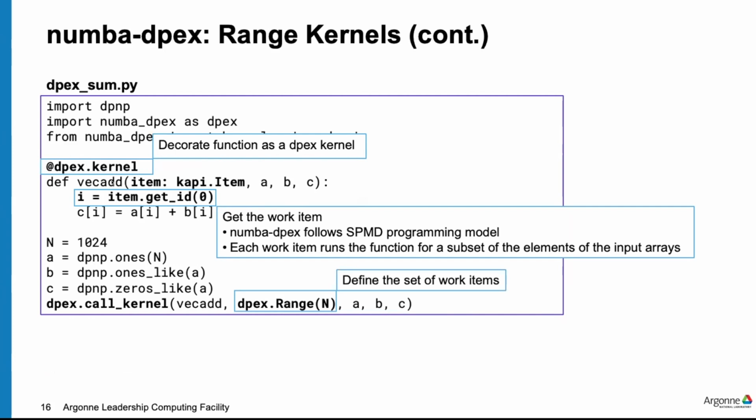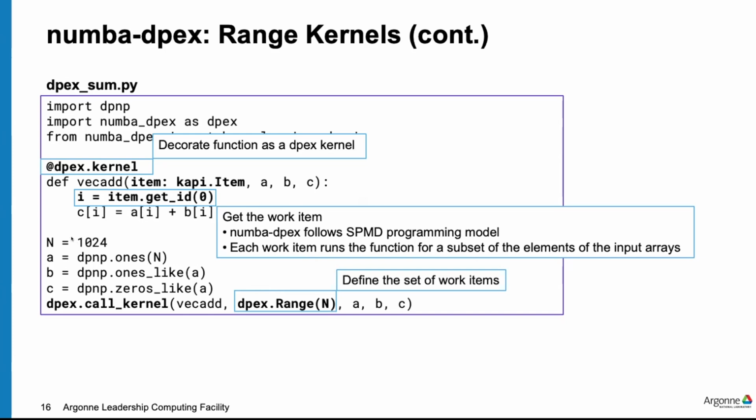And then the thing to note is that the kernels that you create need to have as a first item this kapi item. This is a work item class that the kernel API that Intel developed provides. And then it's what you use within the kernel to actually access the particular work item and therefore subdivide what work, or what parts of that array, this particular work item is working on. And so you can probably see from this little code that Numba DPEX follows the SPMD programming model. As I mentioned, each work item runs this particular function that you define, but on a subset of the elements of the input array.